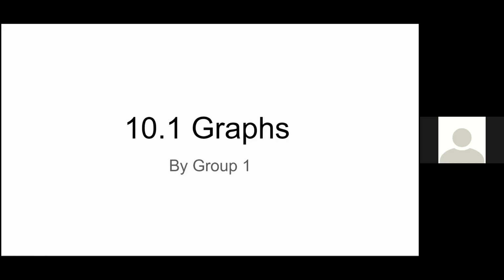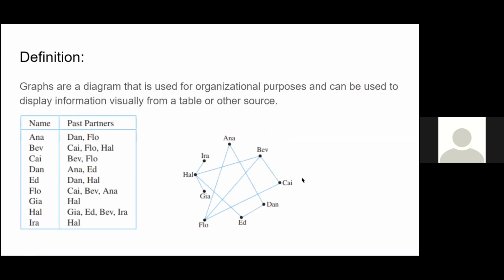All right. Hello, everyone. We're group one. We're going to talk about graphs. So, a graph is a diagram that is used for organizational purposes and can be used to display information visually. And you could use a table and then just convert that into a graph.